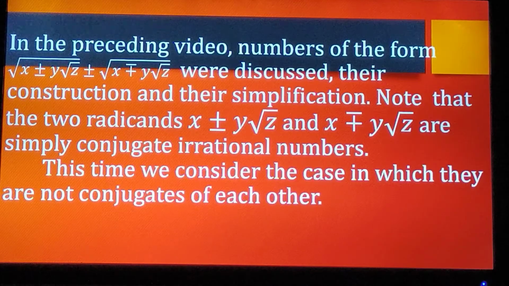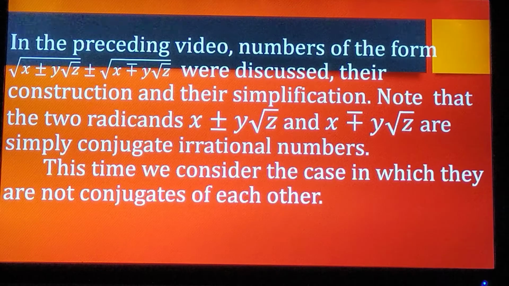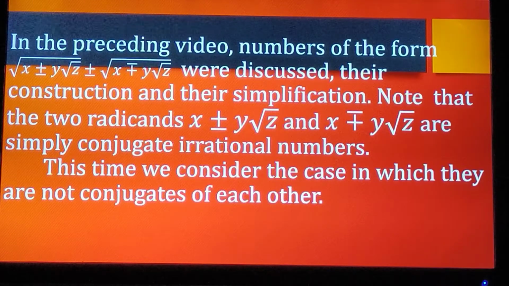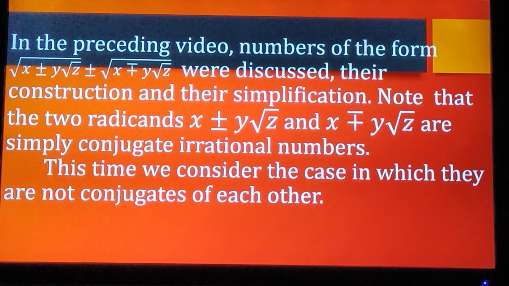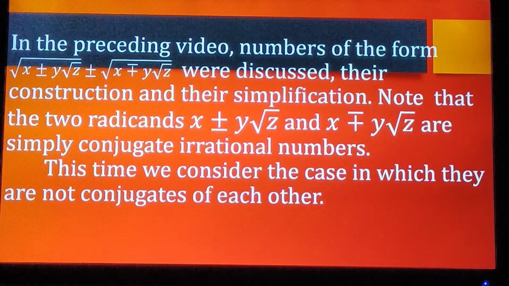In the preceding video, numbers of the form square root of x plus or minus y square root of z, plus or minus square root of x minus or plus y times the square root of z were discussed, their construction and their simplification. Note that the two radicands, x plus or minus y square root of z and x minus or plus y square root of z, are simply conjugates of each other. They are conjugate irrational numbers. This time we consider the case in which they are not conjugates of each other.